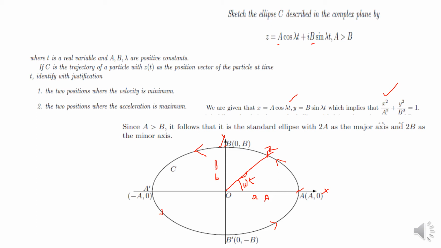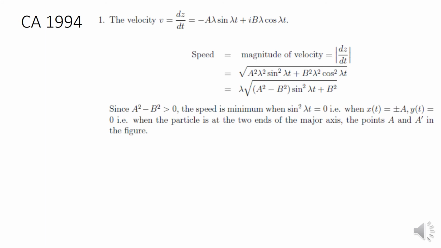Fine, now we want to find the speed, and velocity will be dz upon dt. Differentiate z with respect to t. So dz upon dt is this after differentiating the right hand side with respect to t, and speed will be the magnitude of velocity, that is mod dz upon dt. When we take the mod, it becomes the square root of a square lambda square sine square lambda t plus b square lambda square cos square lambda t.